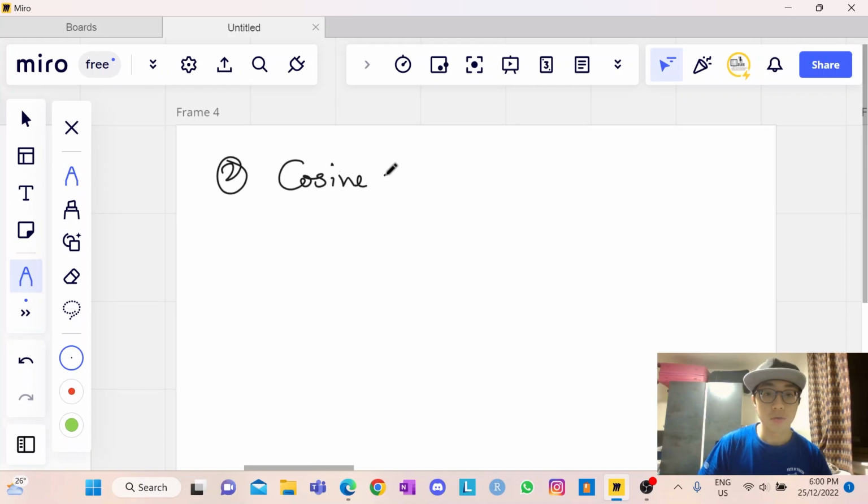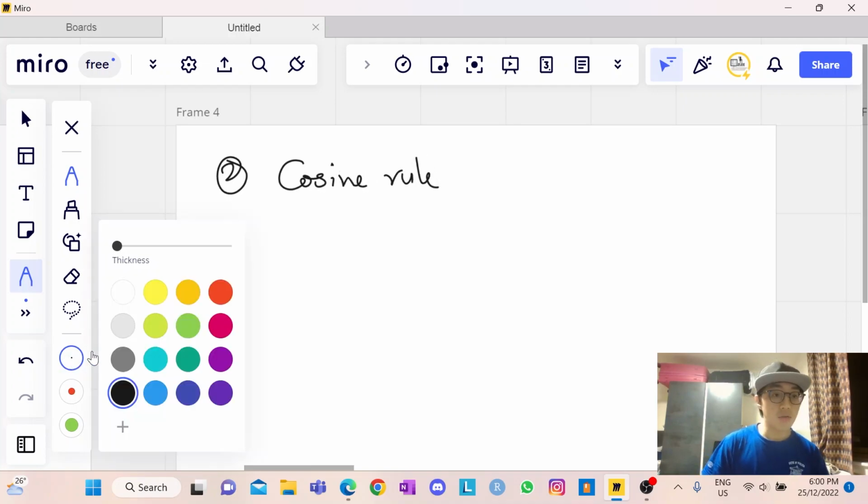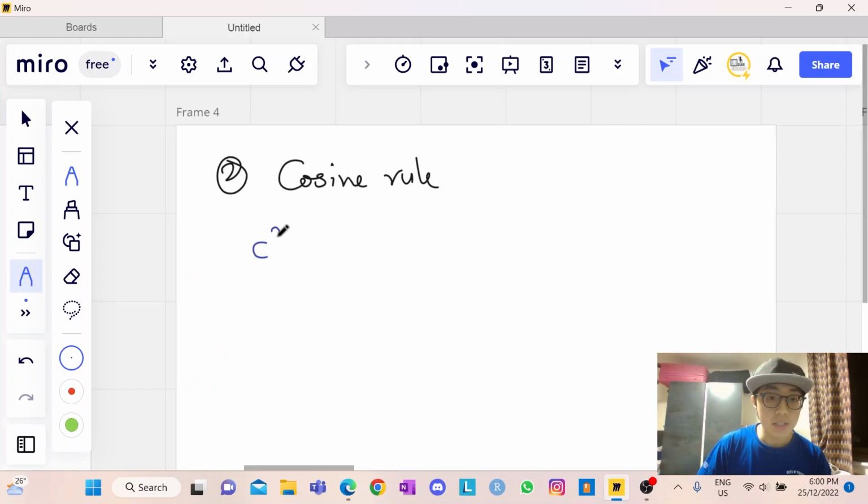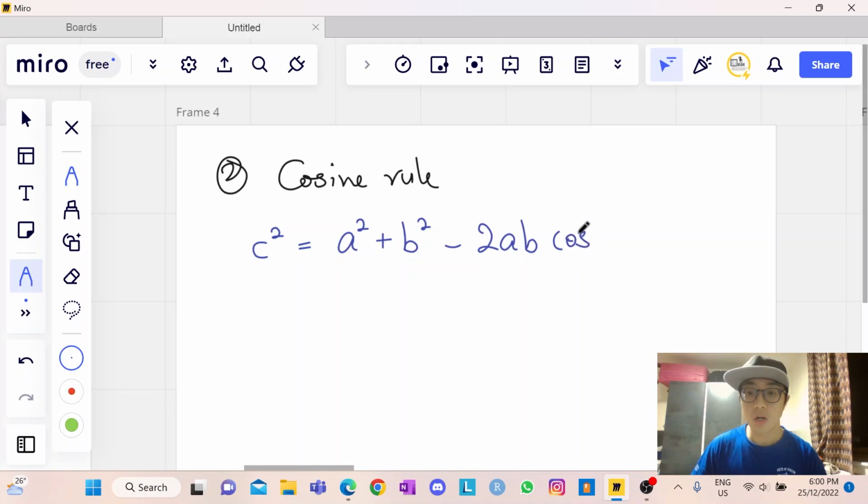Number two, the cosine rule. The cosine rule is stated as c squared equals a squared plus b squared, which is the normal Pythagoras theorem, minus 2ab cos C. This C is the big C angle. As you can see here, this is the triangle we are talking about.